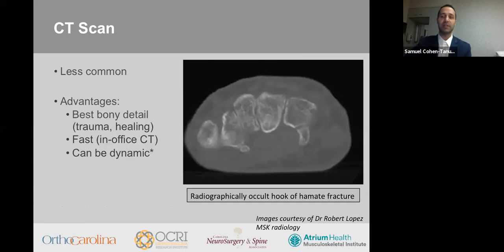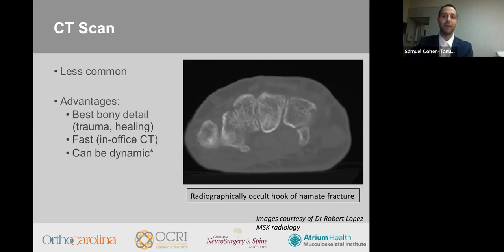CT scans are much less common. They do have a few defined advantages. They provide the best bony detail, arguably, so they are used to evaluate for trauma, as well as to assess healing of fractures over time if there's concern for a non-union, for instance. Whereas an MRI would probably show some edema and inflammatory changes for a number of months after a fracture, it doesn't really tell you much, but a CT scan can help you assess union.